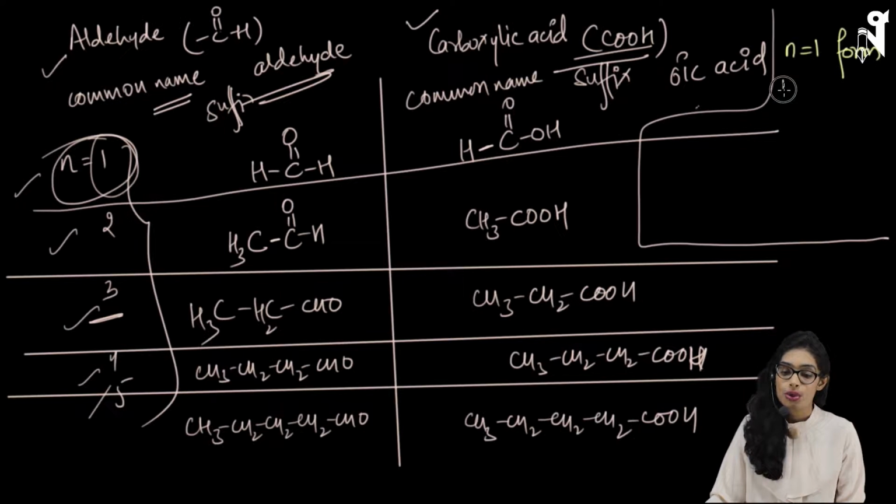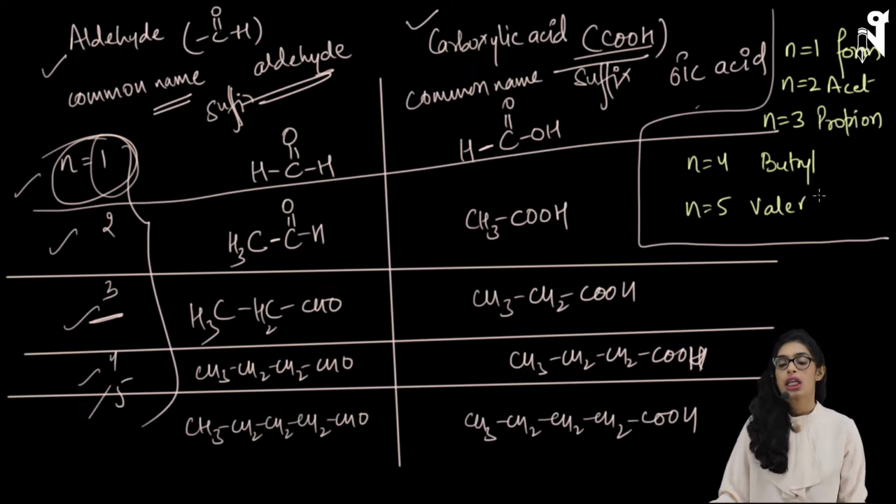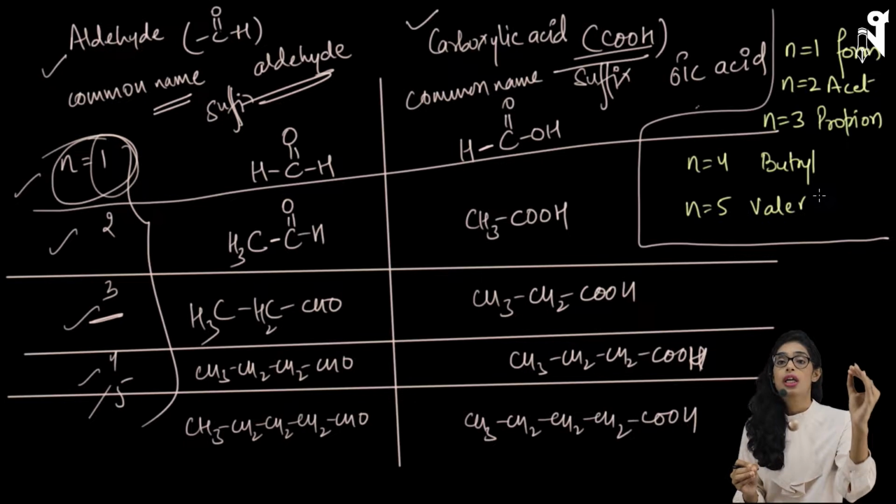For N is equal to 2, the common name is acet. For N is equal to 3, the common name is propion. For N is equal to 4, the common name is butyr. And for N is equal to 5, the common name is valer. These are the common names being used for the word root starting from 1 to 5.